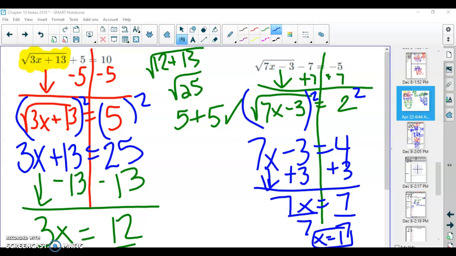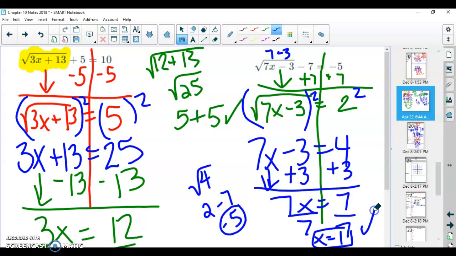All right, this one is 1. Do you agree with me? Check through it, figure out why. I think it works because up here 7 times 1 gives you 7 minus 3. Okay, 7 minus 3 is 4. So the square root of 4 is 2. 2 minus 7, is that negative 5? Yep. So check, this works.